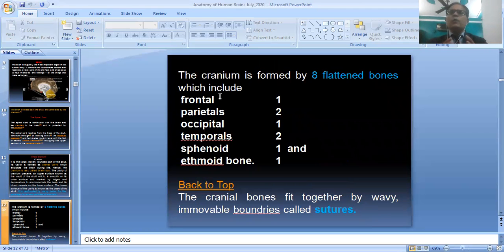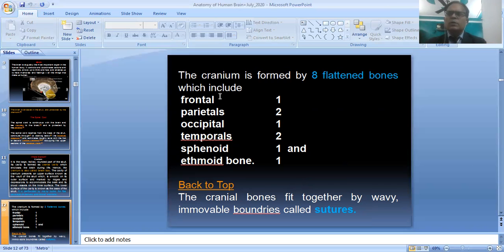The cranium is formed by 8 flattened bones, my dear. I told you this is the skull; inside the skull we are having the cranium. The cranium is formed by 8 flattened bones: one frontal bone, 2 parietal bones, one occipital bone, 2 temporal bones, 1 sphenoid bone, and 1 ethmoid bone. So the total becomes frontal 1, parietal 2, occipital 1, temporals 2, sphenoid 1, and ethmoid 1 bone.